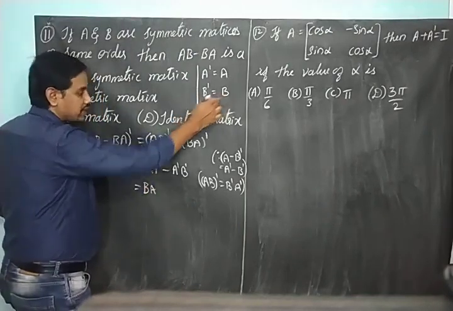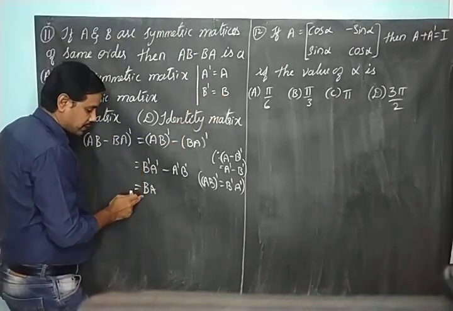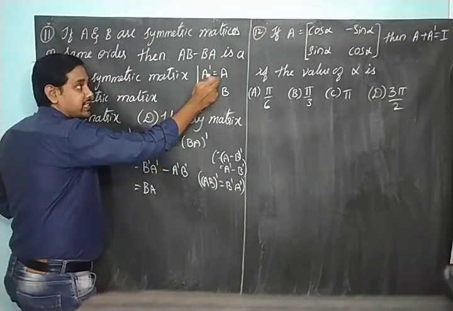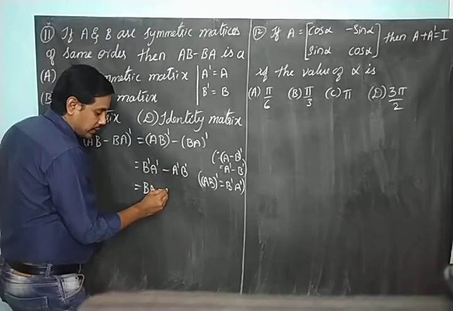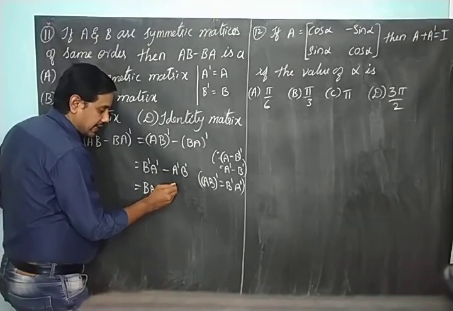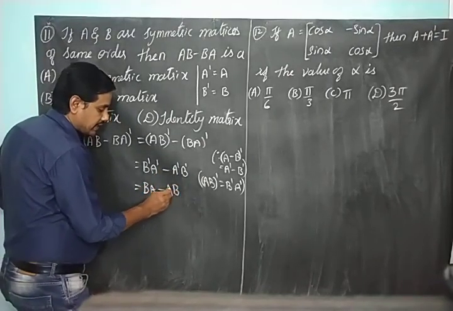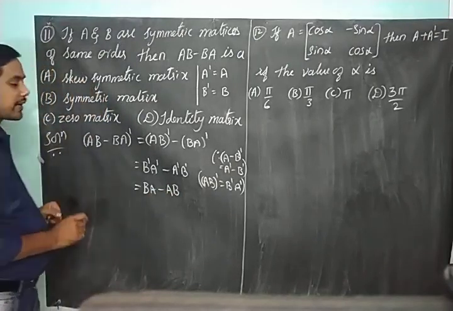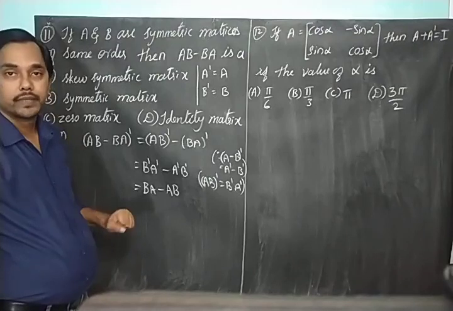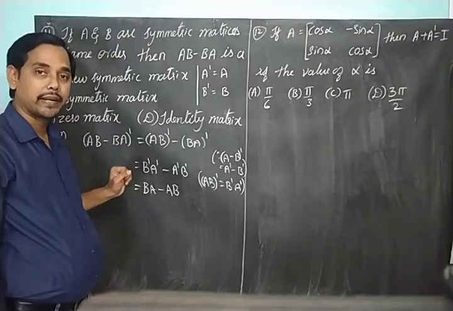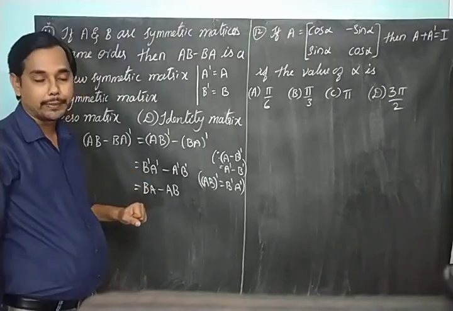Why? Because B transpose is B, so instead of B transpose I will write B. And what is A transpose? A. Instead of A transpose I will write A. And here once again A transpose is written as A and B transpose is written as B. So this is BA minus AB. Don't cancel them. Here BA is not equal to AB because they are matrix multiplications. Don't cancel them, right?